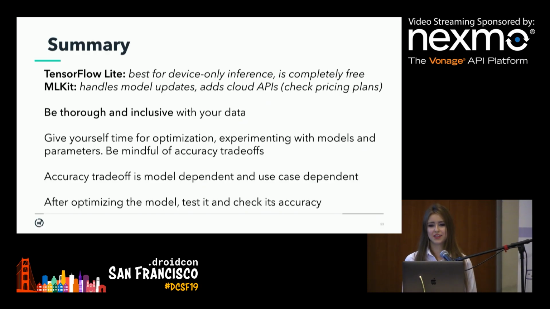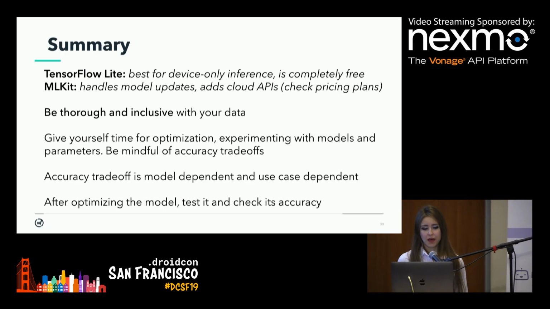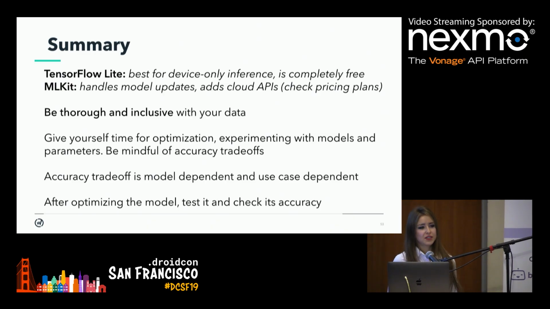Also have to emphasize that data is really important. So if you're collecting your own data sets, please make sure that you're thorough and inclusive with your data. Think about edge cases. Also, it's important to give yourself some time for optimization and experiment with models, because sometimes you may not receive the results you wanted. And while optimizing models, you have to also be mindful of accuracy trade-offs. Think about when you can sacrifice accuracy and when you can't. And this accuracy trade-off is going to be model-dependent and use case-dependent.